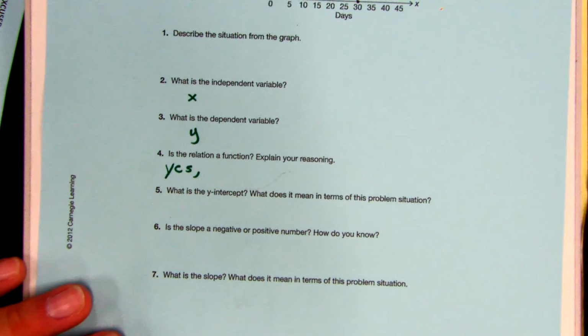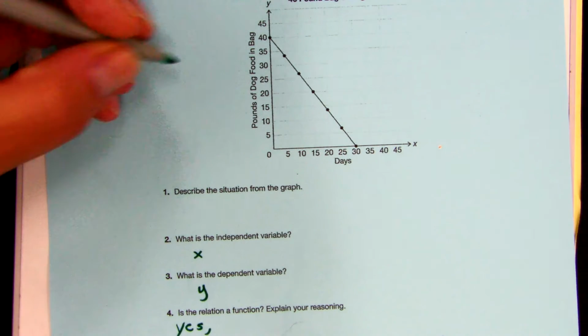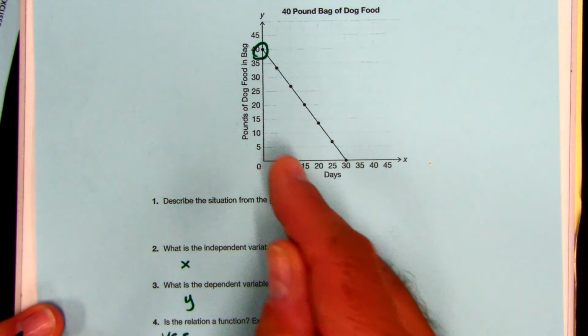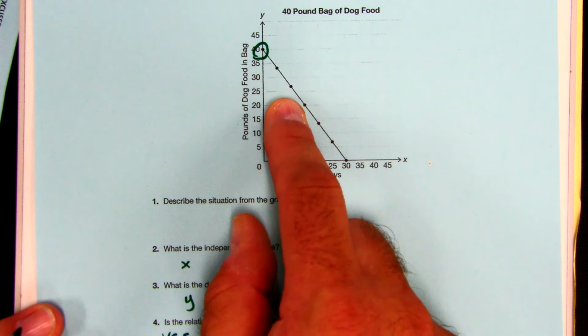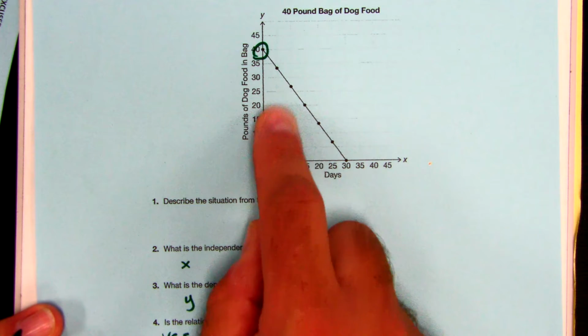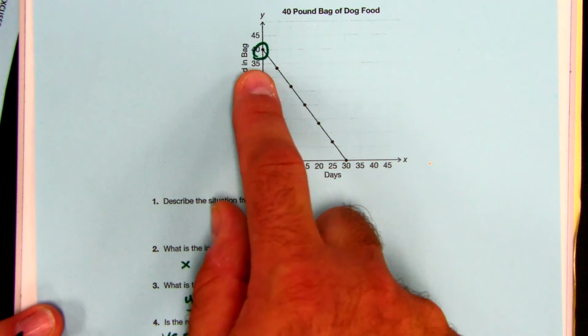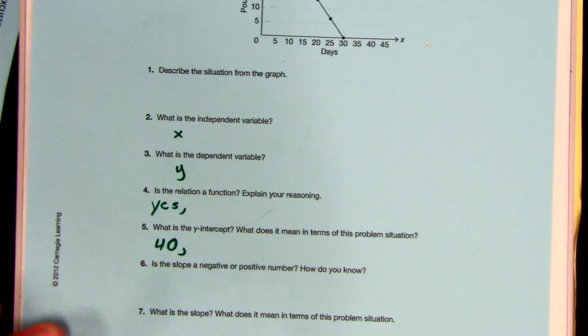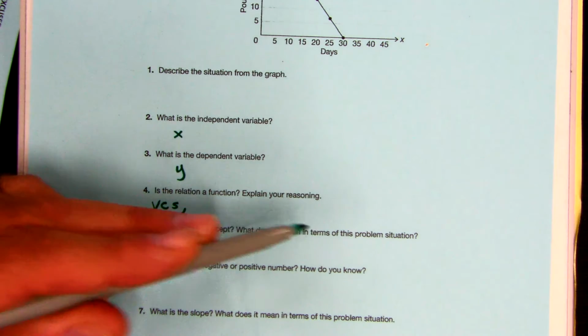Okay, problem 5. It says, what is the y-intercept? And hopefully we understand that's this point right here. So the y-intercept is 40. And what does it mean in terms of the problem? That means it's a full bag of dog food, right? It's the 40-pound bag of dog food. It's a full bag. Okay? So that's what it means. What does it mean in terms of the problem? It's a 40-pound bag of dog food.